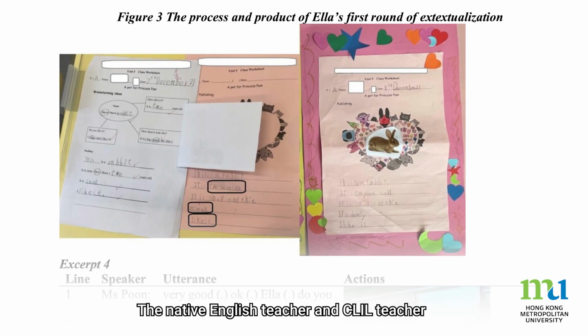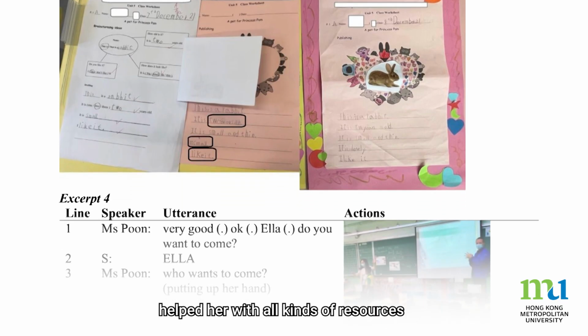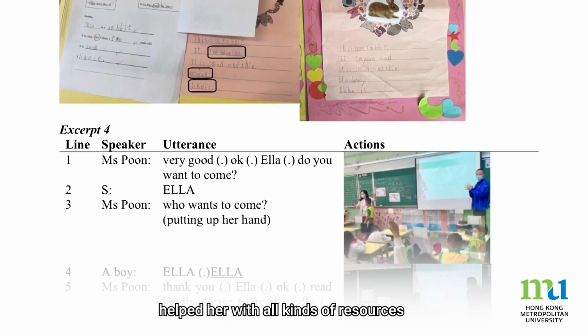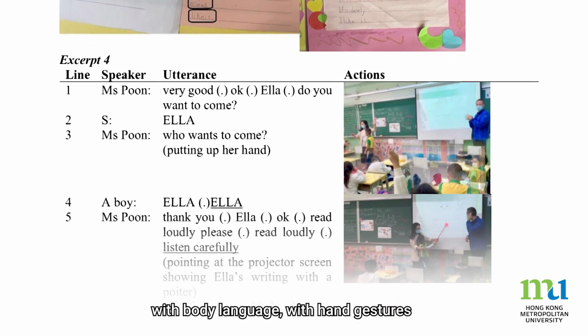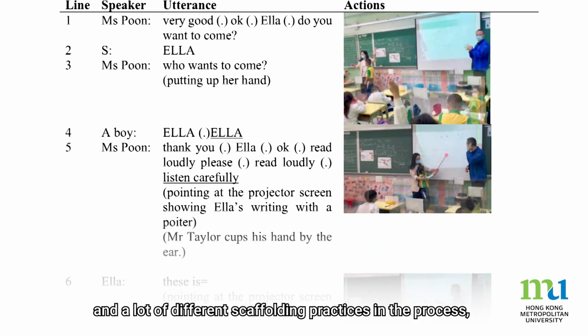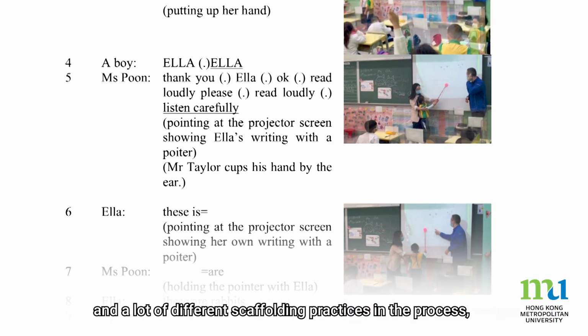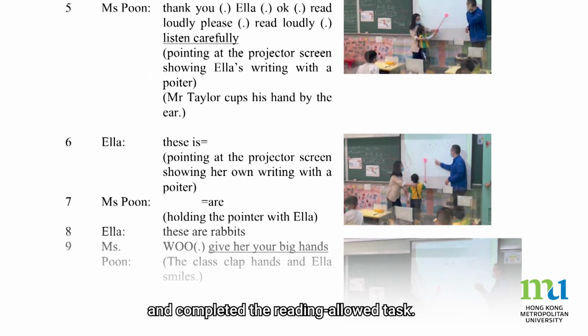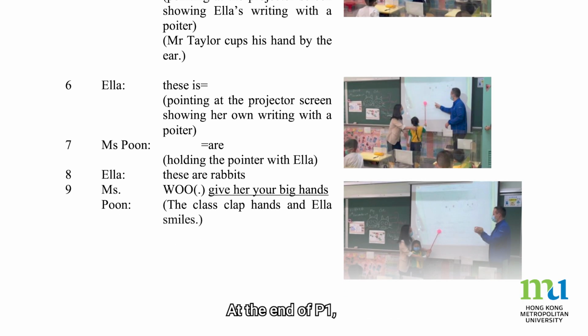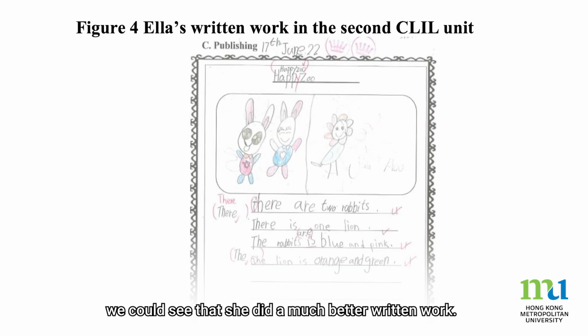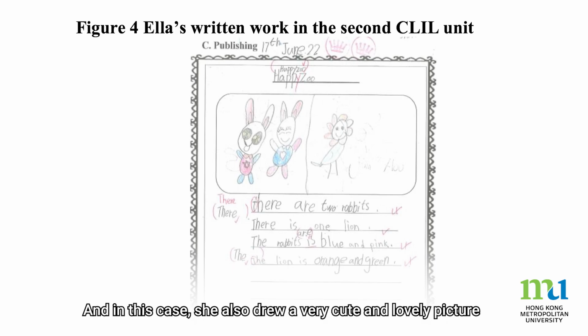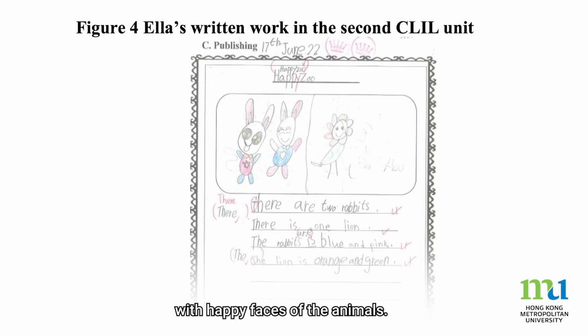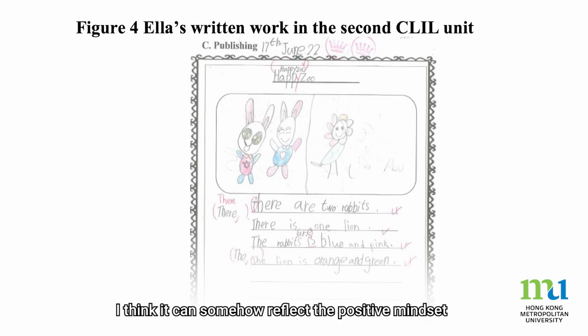The native English teacher and CLIL teacher helped her with all kinds of resources, with body language, with hand gestures, and a lot of different scaffolding practices in the process. She overcame the hurdle and completed the reading aloud task. At the end of P1, we could see that she did much better written work. And in this case, she also drew a very cute and lovely picture with happy faces of the animals. I think it can somehow reflect the positive mindset and also attitude she had towards learning English.